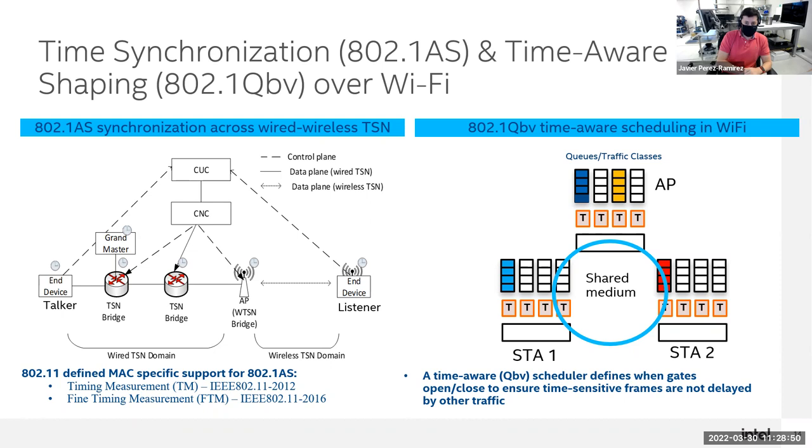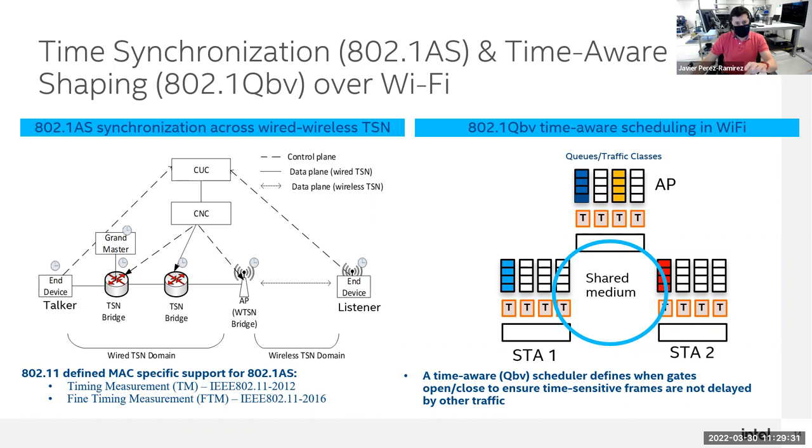So let's first focus on the left-hand side of the figure. What we have here is a typical industrial network where you have the different entities. You have the CUC, the CNC. The CUC entity is collecting the requirements of each of the data streams that are going to flow through the network, as I mentioned before, packet size and periodicity and so on. Then the CUC shares this information with the CNC, and the CNC configures the network to guarantee that the packets are delivered on time.